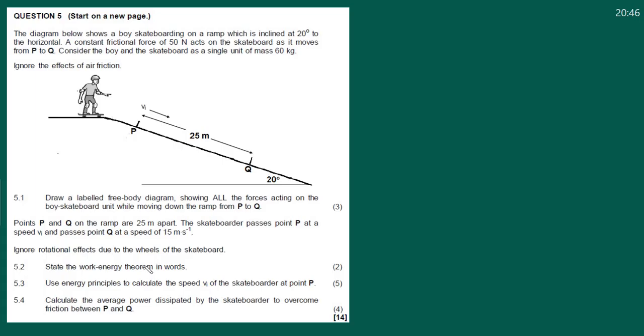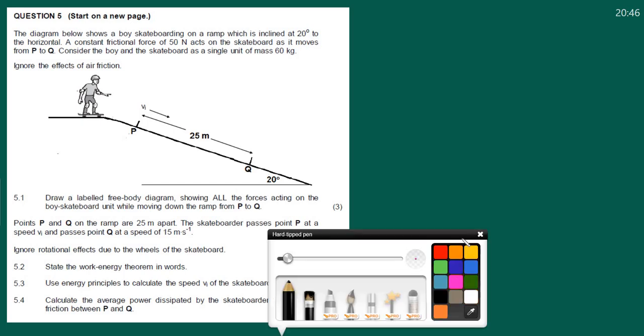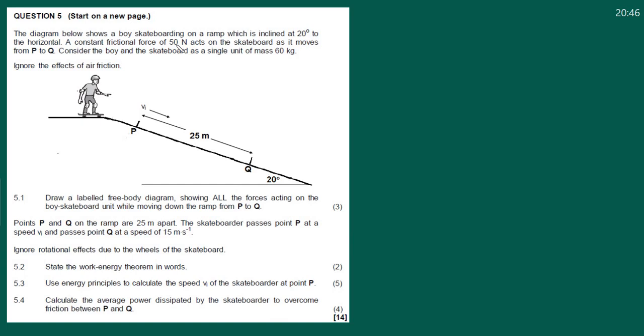All right, so here we are. We have a diagram which shows a boy skateboarding on a ramp which is inclined at 20 degrees. Then a constant frictional force of 50 newtons acts on the skateboard as it moves from P to Q. Draw a labeled free body diagram, considering the boy and the skateboard as a single unit of mass 60 kg.